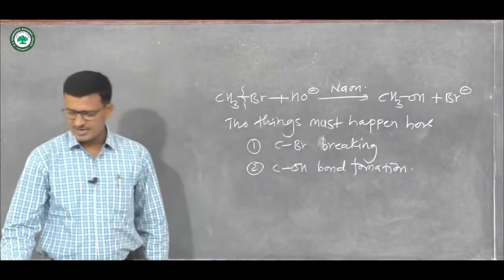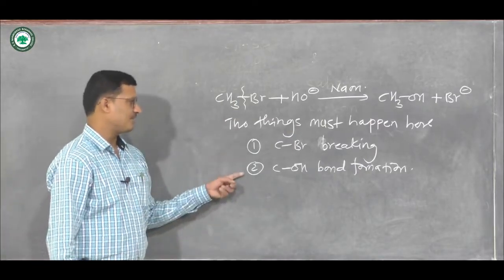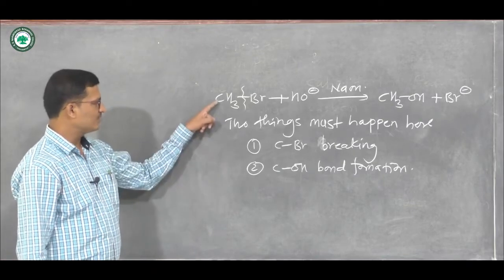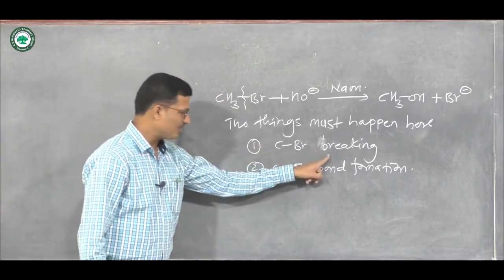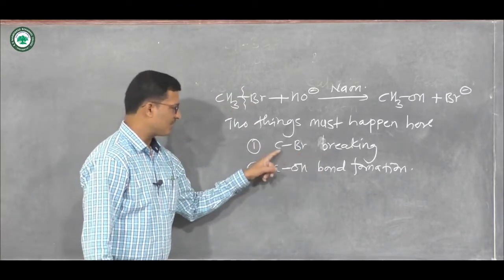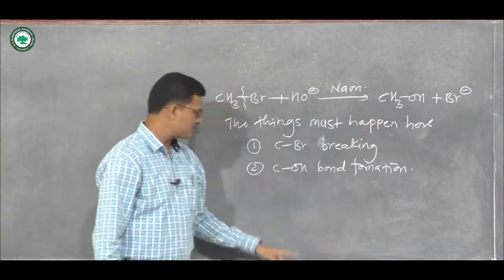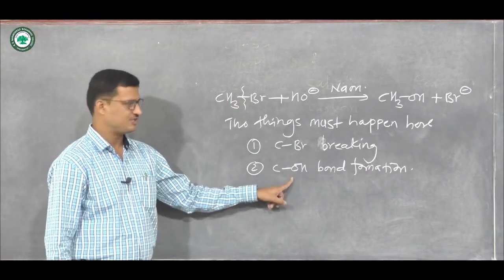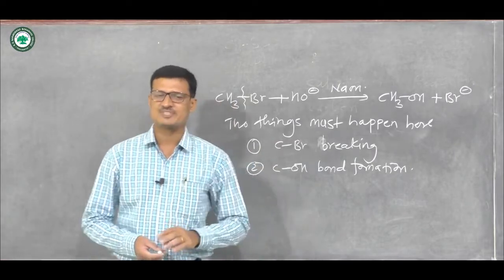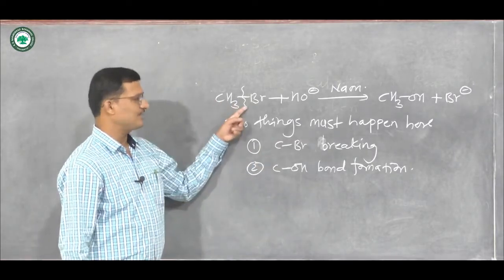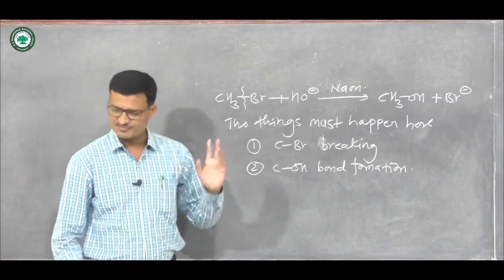We take an example of any substitution reaction. Two things happen here. The first is that the bond between carbon and bromine, or the leaving group, is broken. And when we see the product, there is a formation of a bond between the carbon and OH. So in any nucleophilic substitution reaction, two things must happen: the bond between carbon and leaving group is broken, and the bond between carbon and nucleophile is formed.